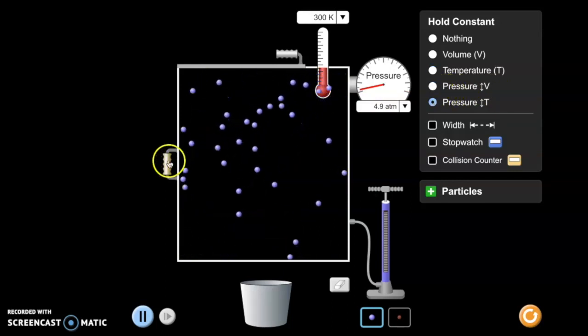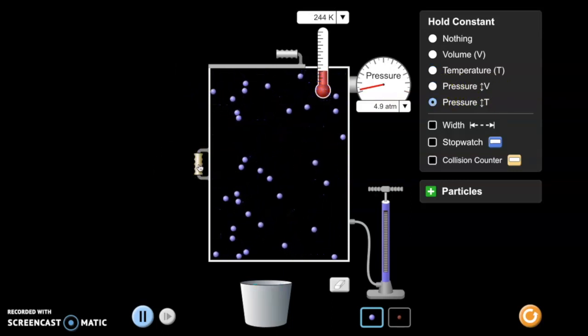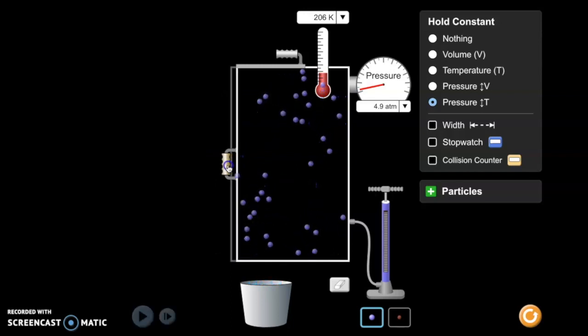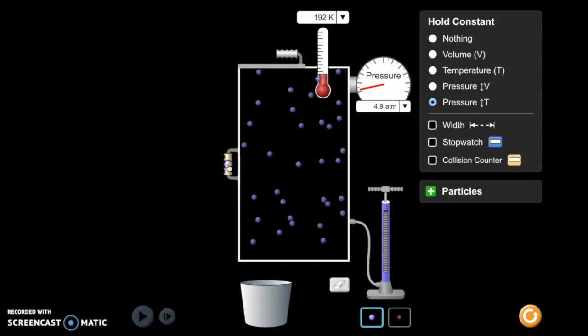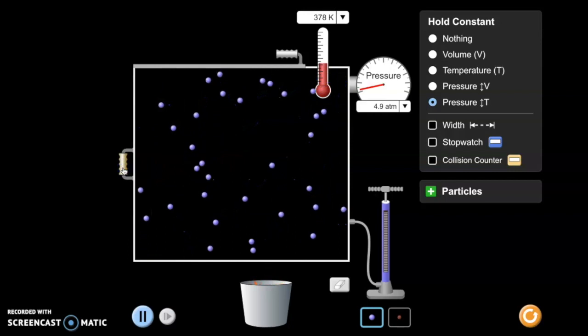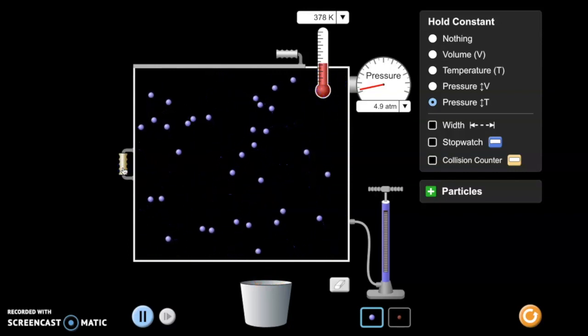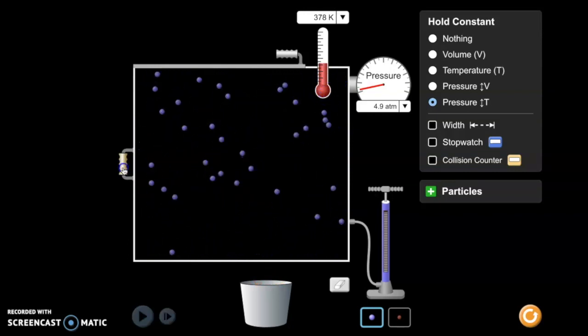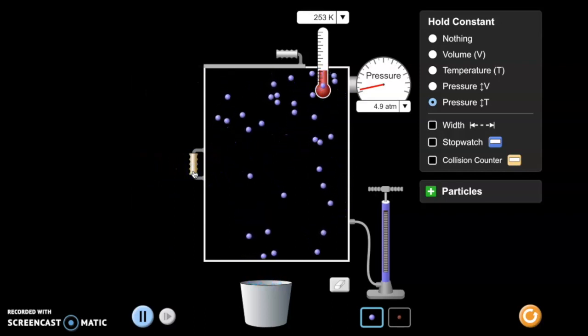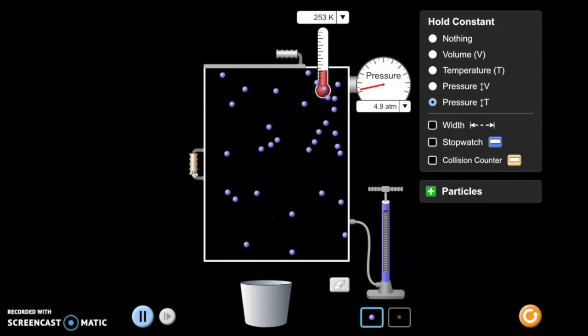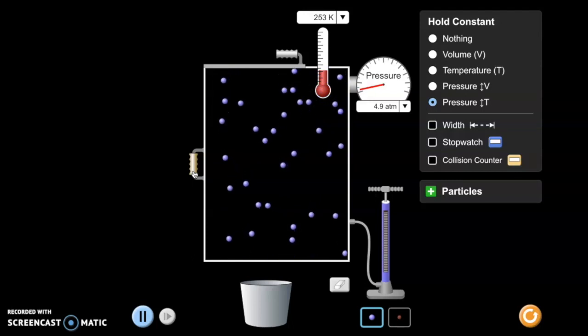If we look at two other variables, let's say temperature and volume, we're going to keep the pressure constant. If we go ahead and change volume, as the volume decreases, the temperature decreases. Okay, and we are maintaining constant pressure, 4.9 atmospheres. Temperature is directly proportional to volume. Many of you know this as Charles' law.